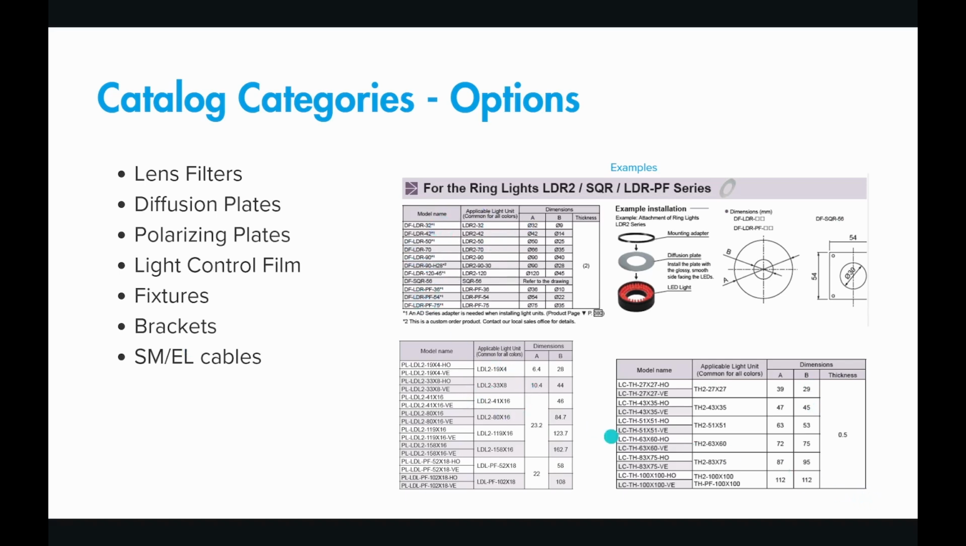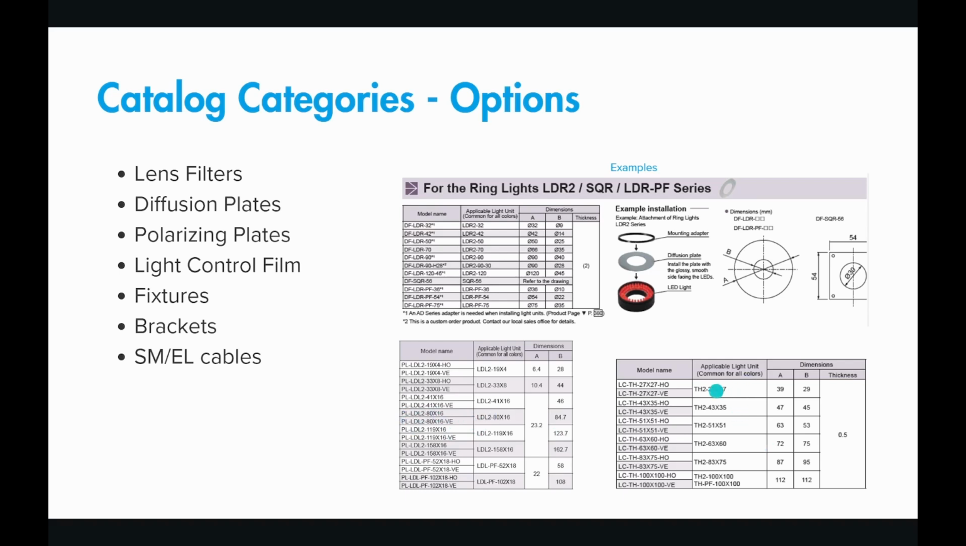Some products have a horizontal and a vertical distinction. So for polarizers, if you don't have -VE at the end, you're just getting the standard polarizer. But for some bar lights, you do want to have a vertical and a horizontal polarizer. And so this would be where you would add -VE to the end of your part number to get the horizontal and the vertical versions.